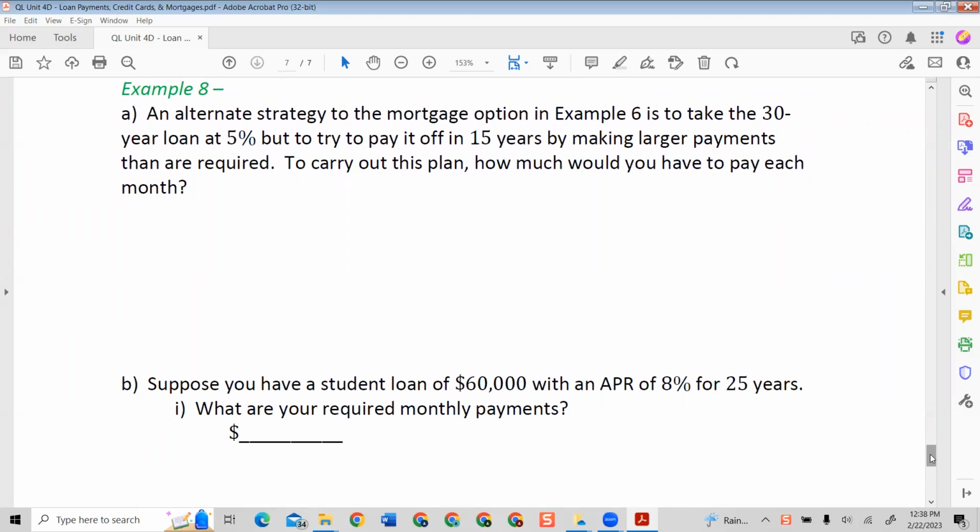Example 8 says an alternate strategy to the mortgage option in example 6 is to take the 30-year loan at 5%, but to try to pay it off in 15 years by making larger payments than are required. Okay, so that's one way to get out of it faster. To carry out this plan, how much would you have to pay each month? All right, so let's calculate that. So we're going to use that payment formula. Again, we have the principal times the APR divided by N, all divided by this 1 minus this parenthesis.